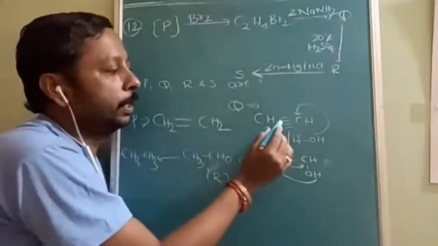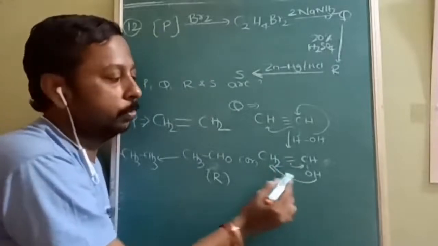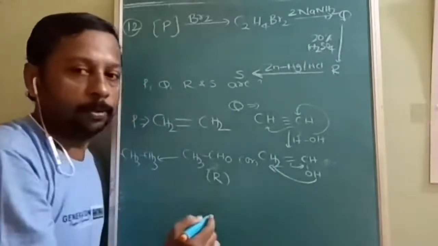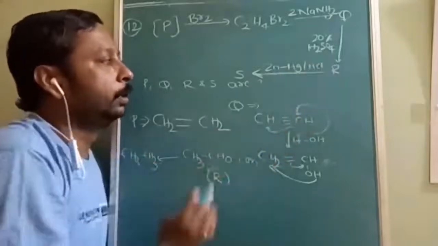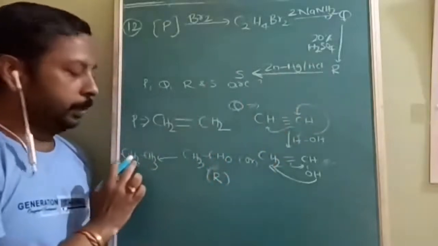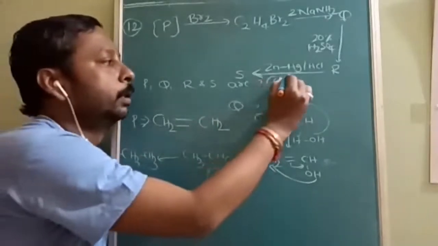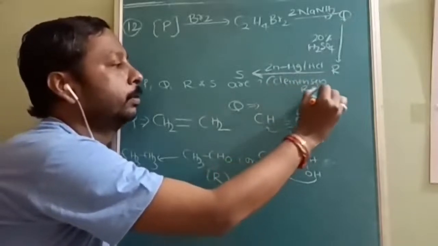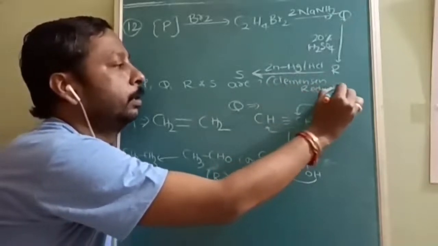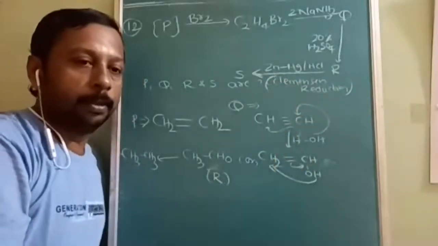Hydrolysis of the triple bond will first give you alcohol, and due to the 1,3 migration of proton, it is going to form aldehyde. So R is aldehyde and S is CH3 single bond CH3, by Clemmensen reduction. What is it? Clemmensen reduction. As a naming reaction it may also come separately, so you have to remember this. Okay, so this is about the next question.